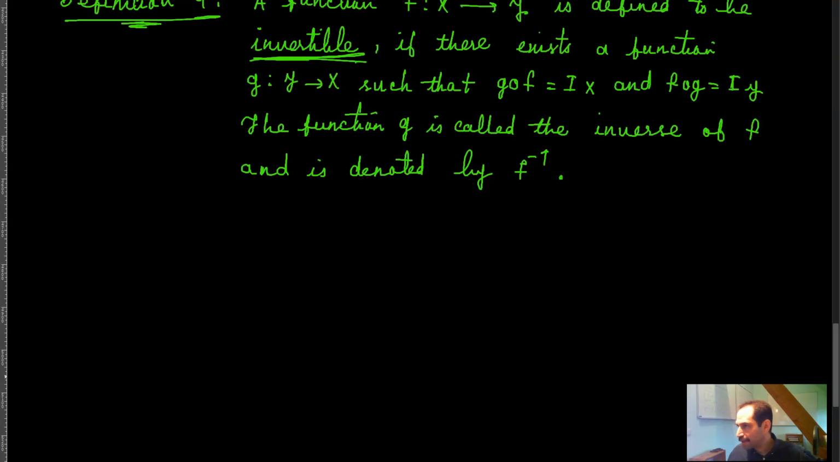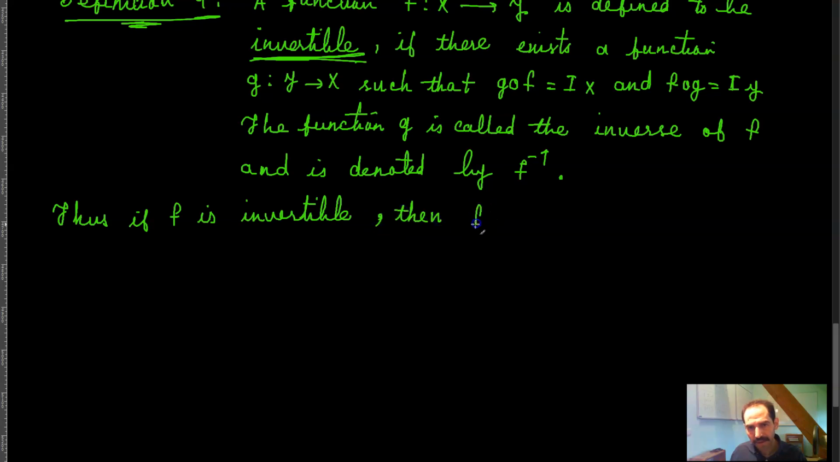Now let's do a couple of examples here. Now this definition is not done yet. So thus, if f is invertible, then f must be 1-1 and onto, and conversely.